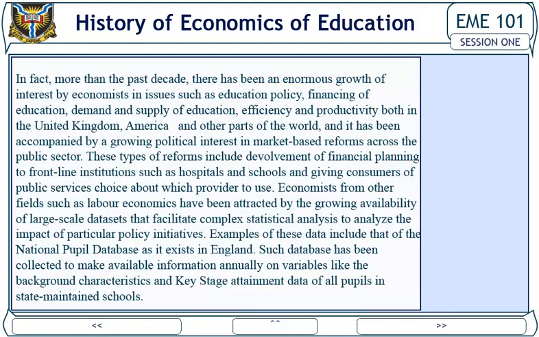Economists from other fields such as labor economics have been attracted by the growing availability of large-scale datasets that facilitate complex statistical analysis to analyze the impact of particular policy initiatives. Examples of this data include the National Pupil Database as it exists in England. Such a database has been collected to make available information annually on variables like the background characteristics and key stage attainment data of all pupils in state-maintained schools.